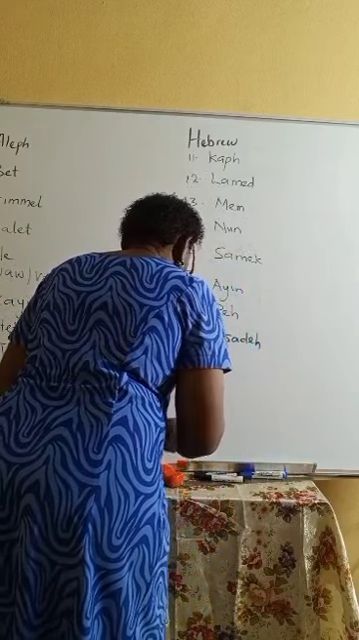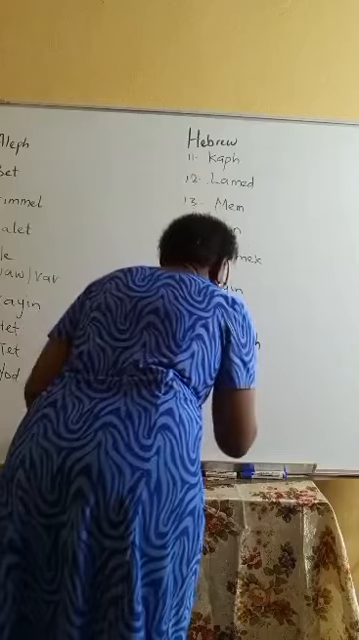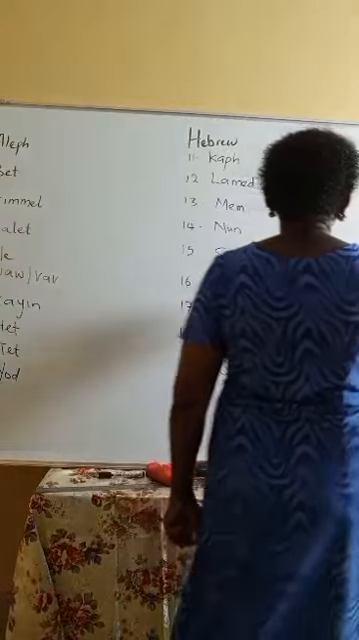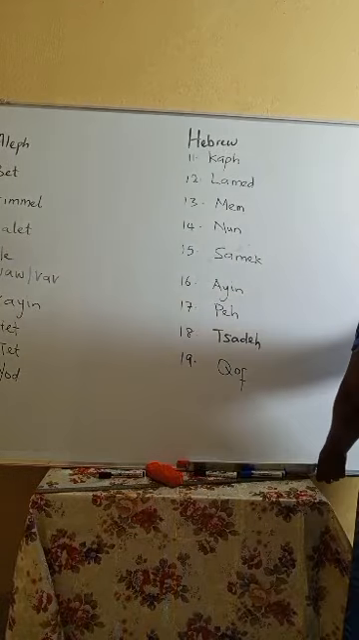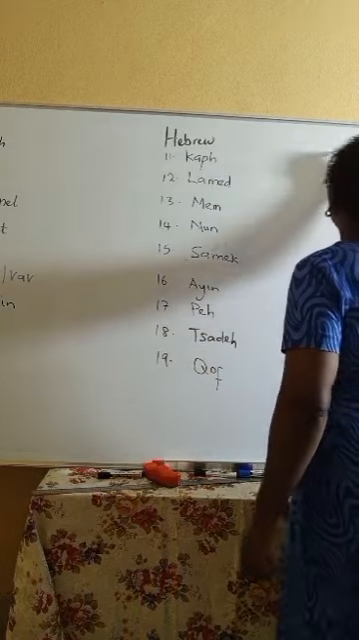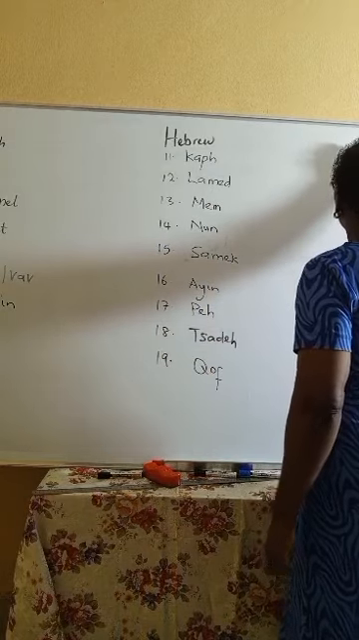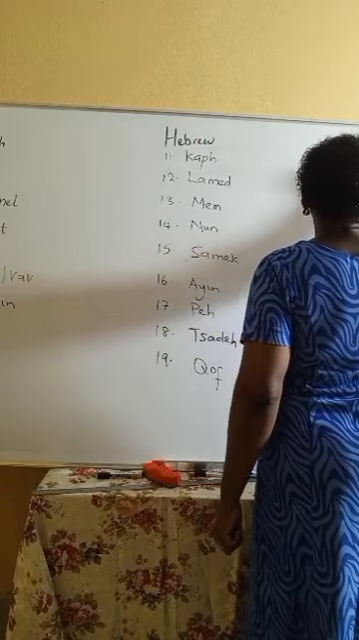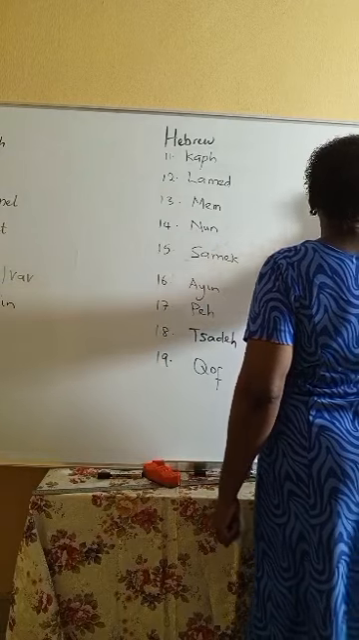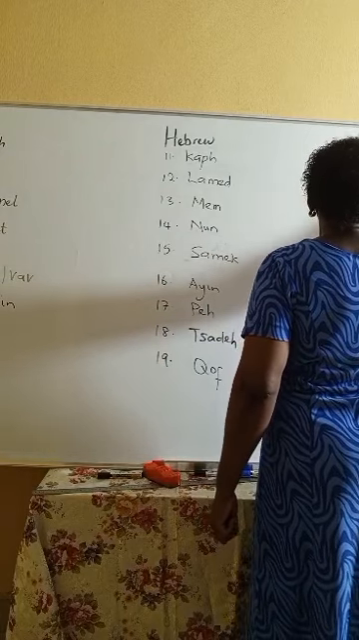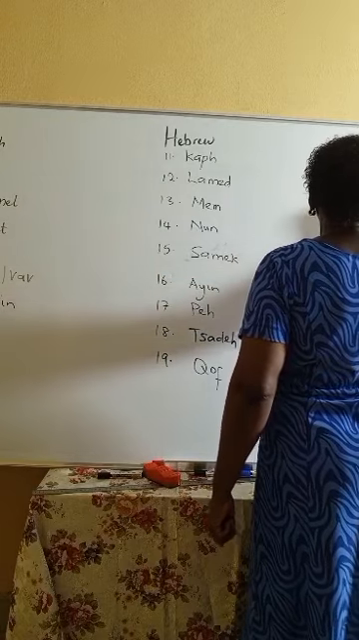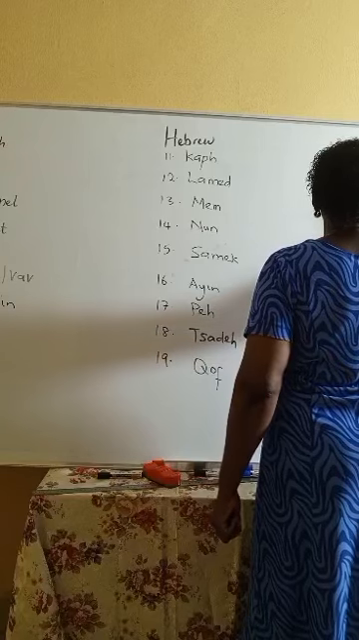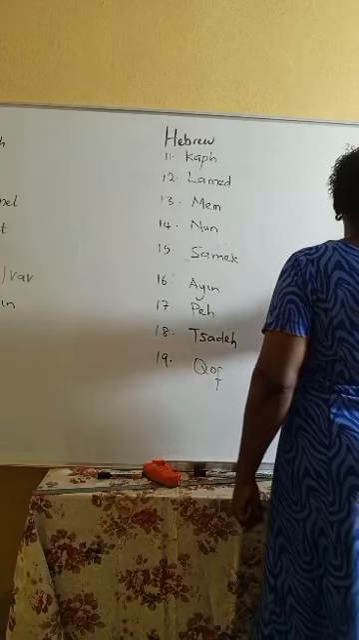After Tsade, we have Kof. After Kof, we have Resh. After Resh, we have Sin. Then we have Shin. And last of all, we have Tau.